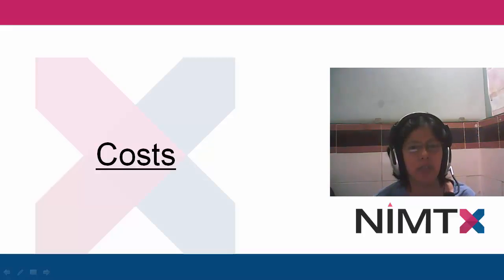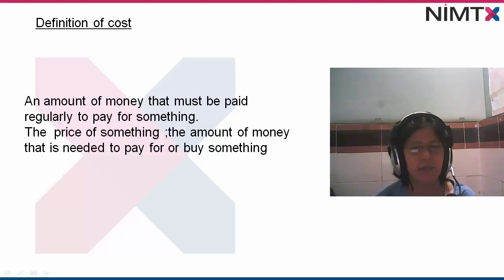Today we are going to study cost, and first of all we study the definition of cost. What exactly is cost? You can easily say that cost is the amount of money that must be paid regularly to pay for something. Whatever we are going to buy these days, there is some cost for that product. That is the simple meaning of cost.